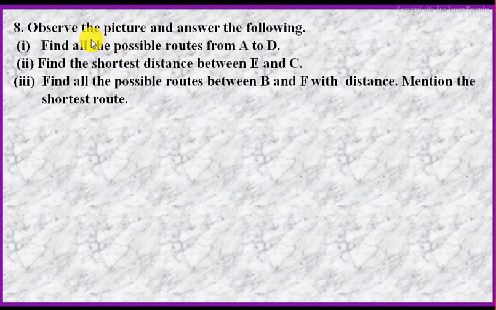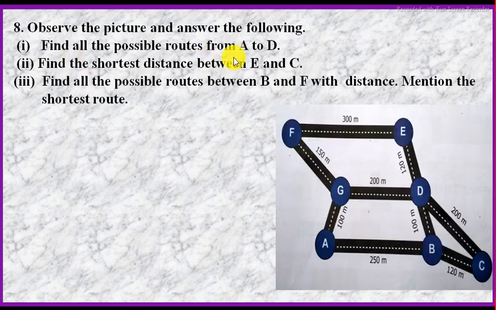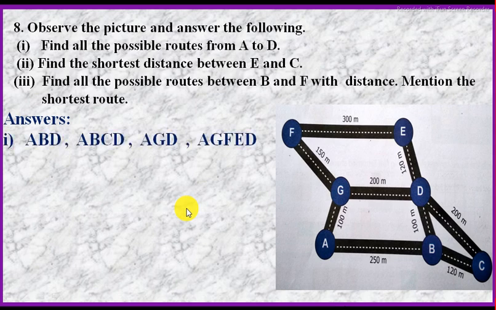8th one. Observe the picture and answer the following. So here is the picture for you. Find all the possible routes from A to D. You have from A to D, you have to get all the routes. So the routes may be A, B and D, or A, B, C, or A, G, D, or A, G, F, E and D. So all these are the possible routes for the first one.